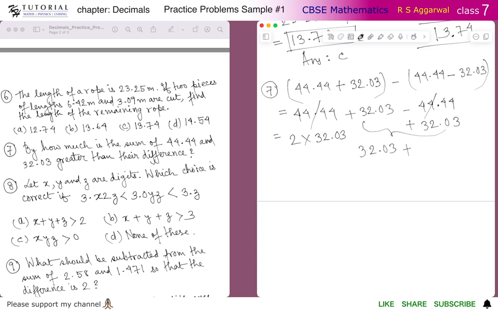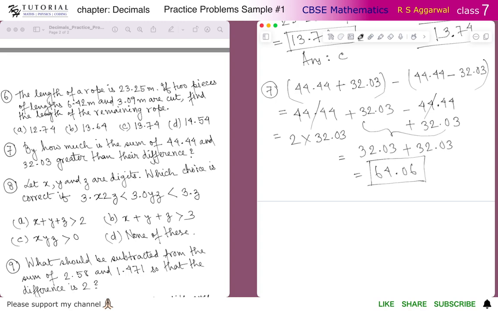So we are left with 32.03 plus 32.03, and if you do the addition simply by adding the two decimals as we have discussed earlier in previous classes, this becomes 6406. Okay, so this was a short question. So the answer is 64.06.